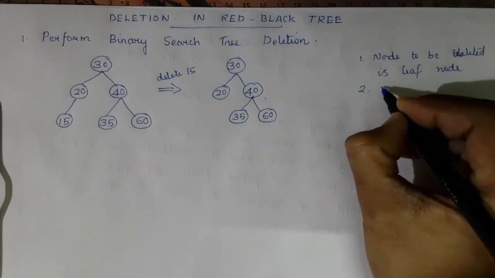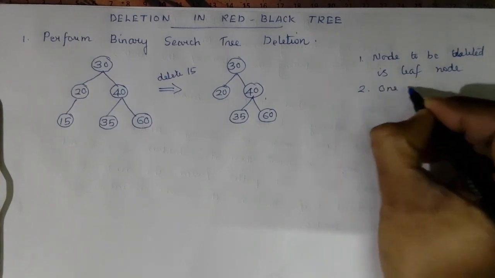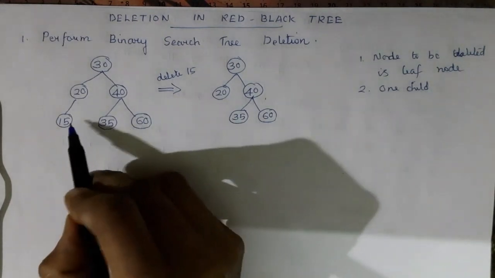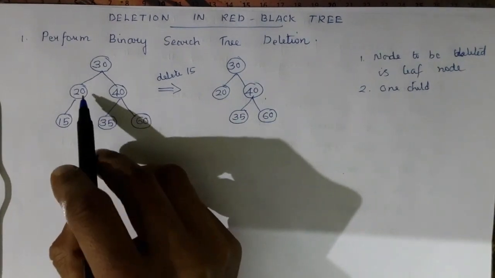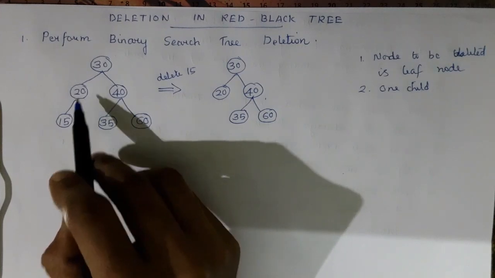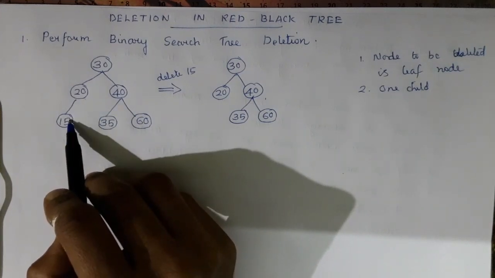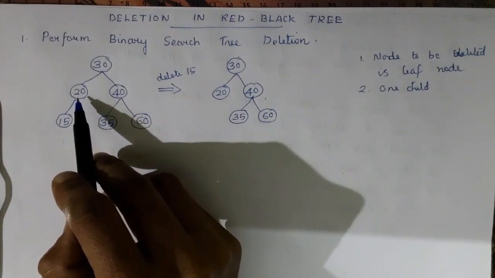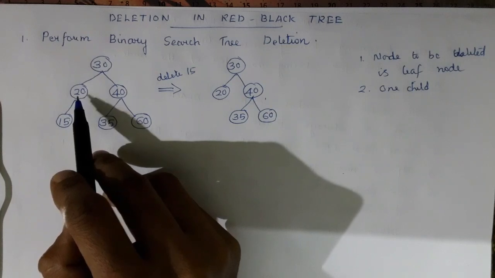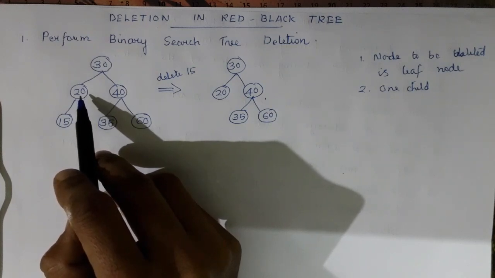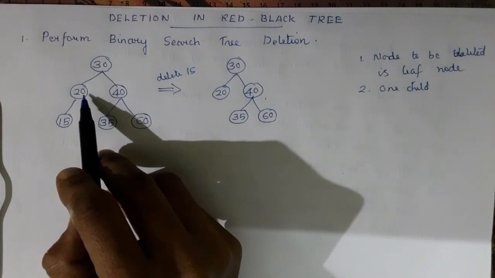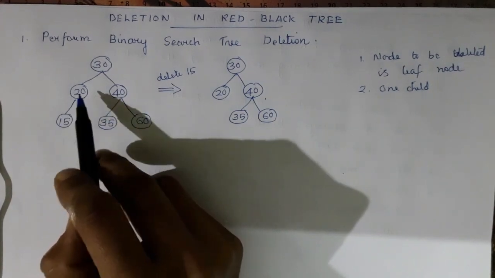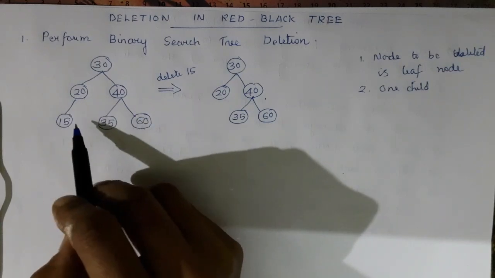Second case is node to be deleted has only one child. That child may be left child or right child. Consider this example. In this we have to delete 20. So 20 has only one child, it is left child 15. So you should remember that while performing deletion operation in binary search tree as well as in red-black tree, we do not delete the internal node. We always replace the internal node by another node. And finally we delete the leaf node.